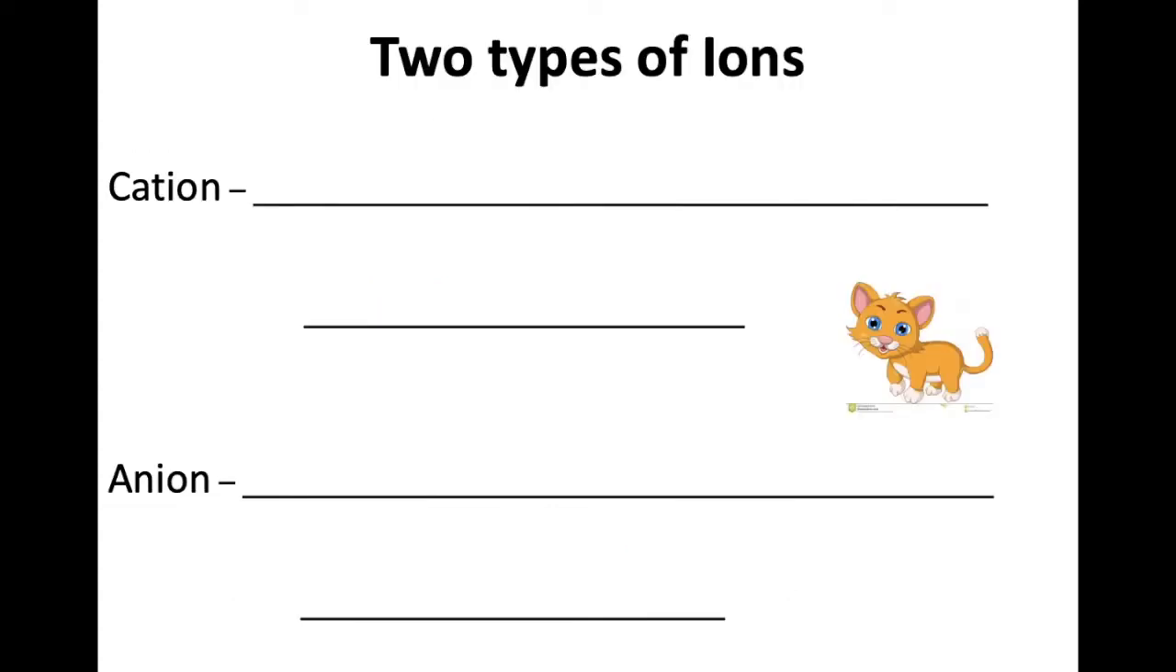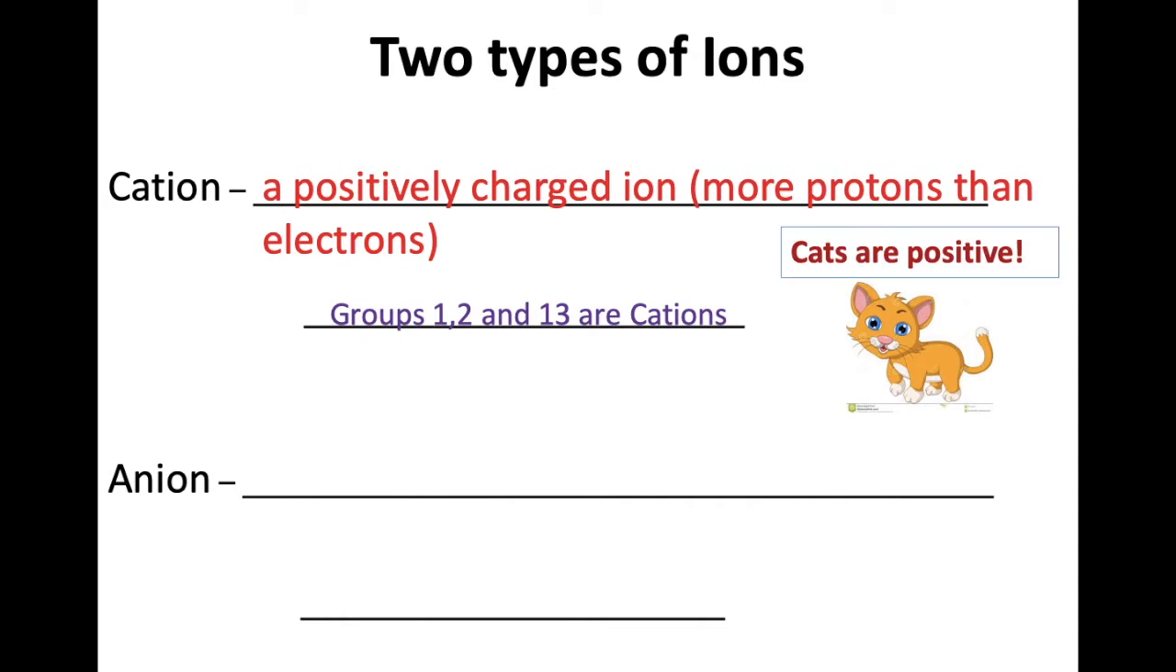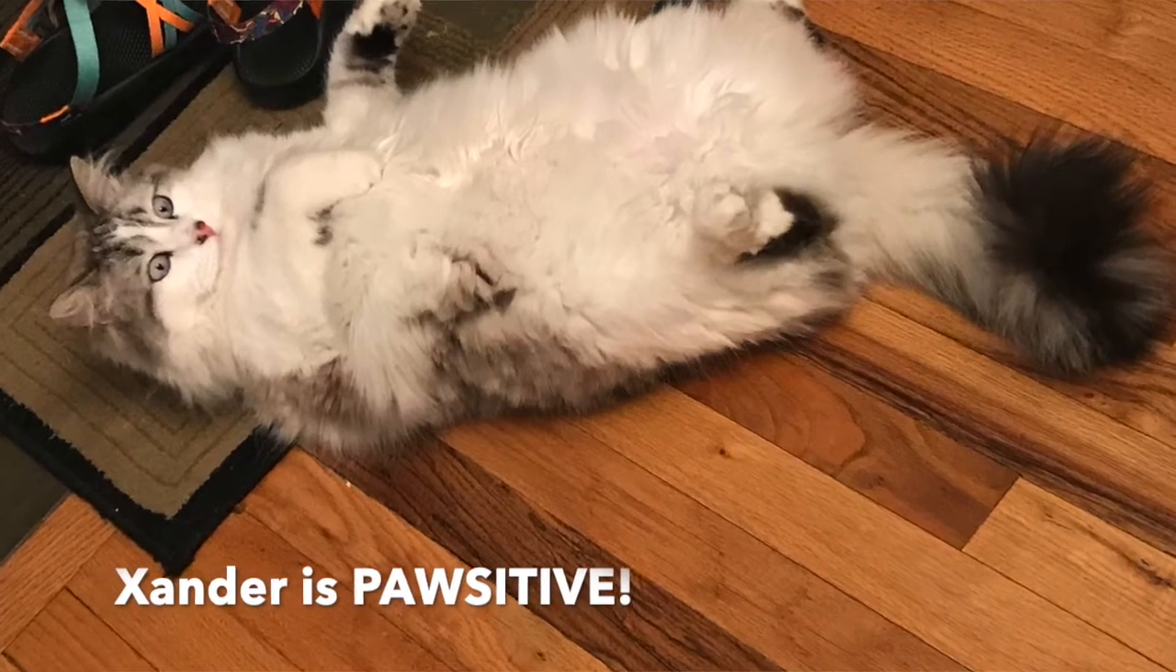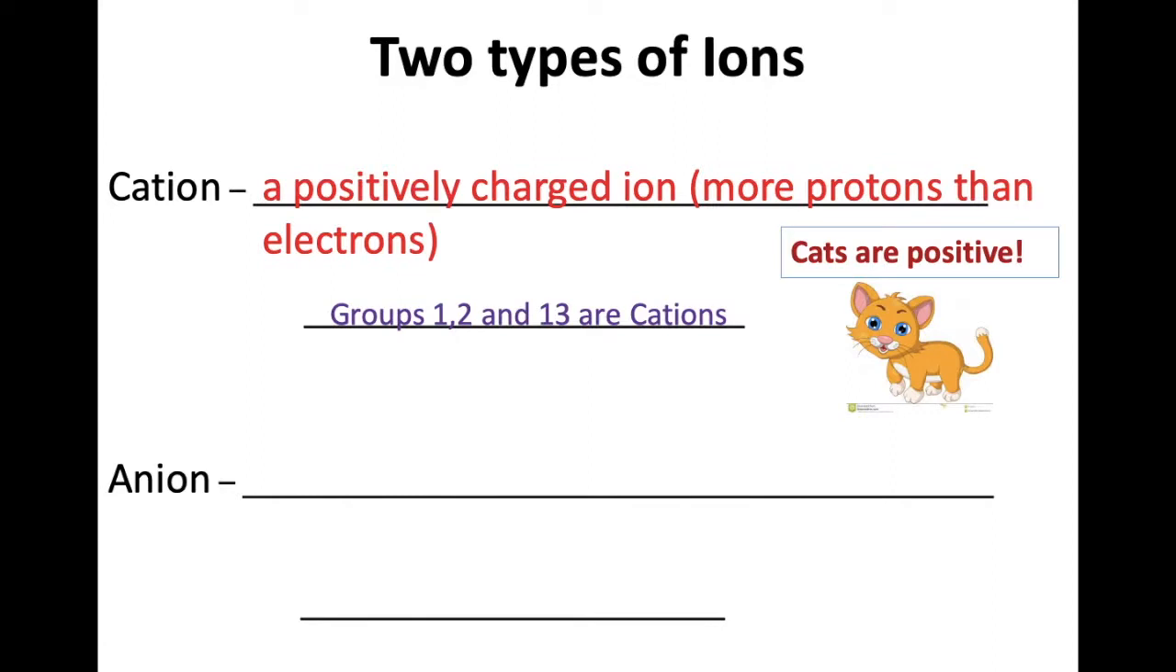Now there are 2 different types of ions. There's either a cation or an anion. A cation is a positively charged ion, which if it's positive, chemically speaking, that means it has more protons in the atom than it does electrons. Now, for this, you can look at groups 1, 2, and 13 as all being cations. You can remember this, and you can also know that Miss Doocy loves cats, and cats make you feel really positive because they're the best. So cats are positive. They're the positively charged ions.